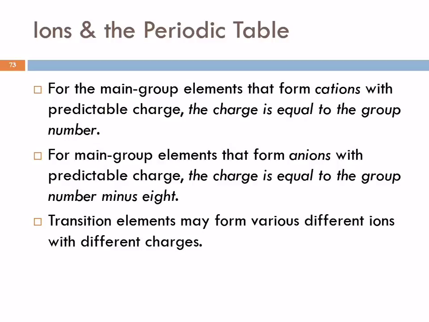At this point in the semester, what we need to be able to do is look at these main group metals and nonmetals and identify the charge that their ions have just by looking at the periodic table. So for the cations, the metals, the charge is equal to the group number. For the main group nonmetals, the charge is the group number minus 8.